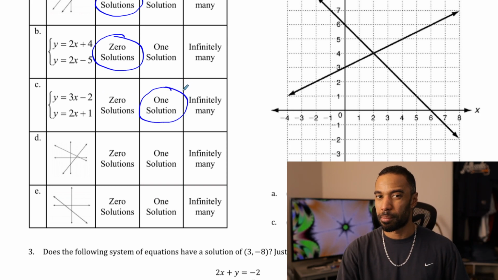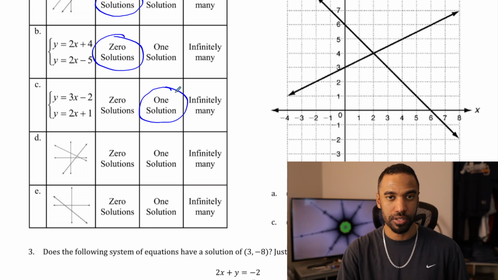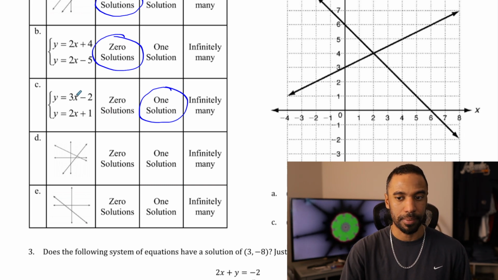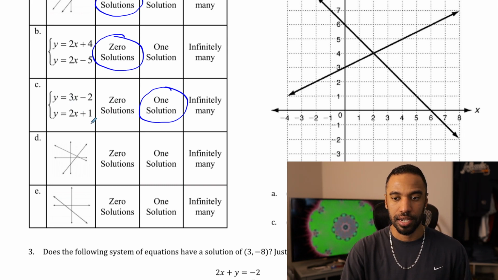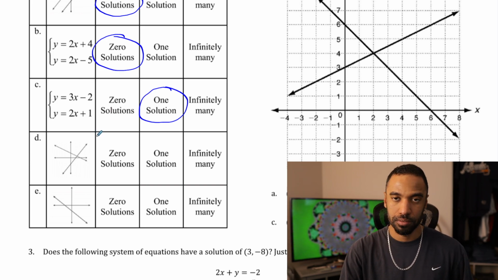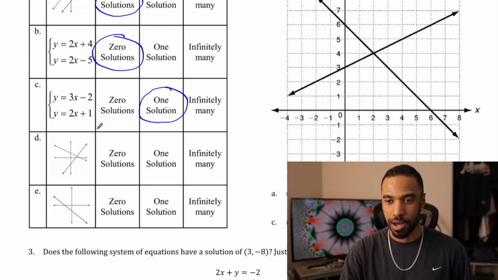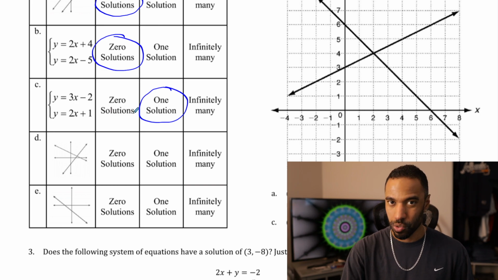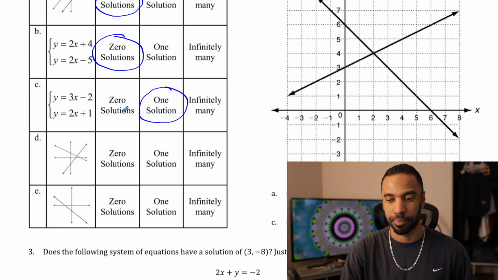I don't know what the solution numbers are right now off the top of my head. I don't know if the solutions are integers or not. I assume they are, given the nature of these. But what I do know is that they only cross once. There's only one location where they do hit, and that's all we need to know.